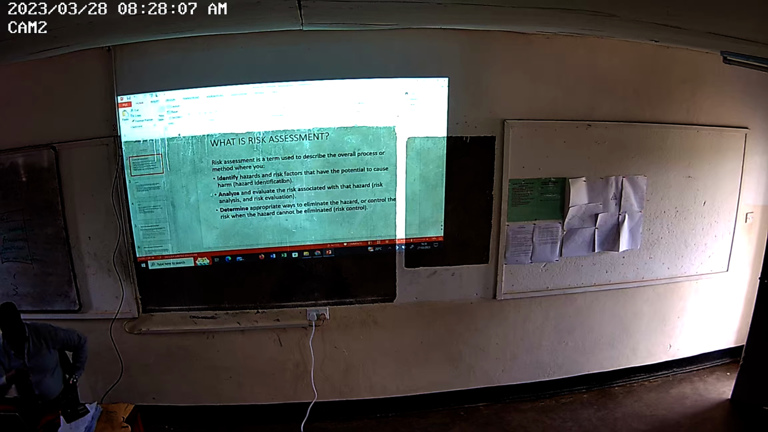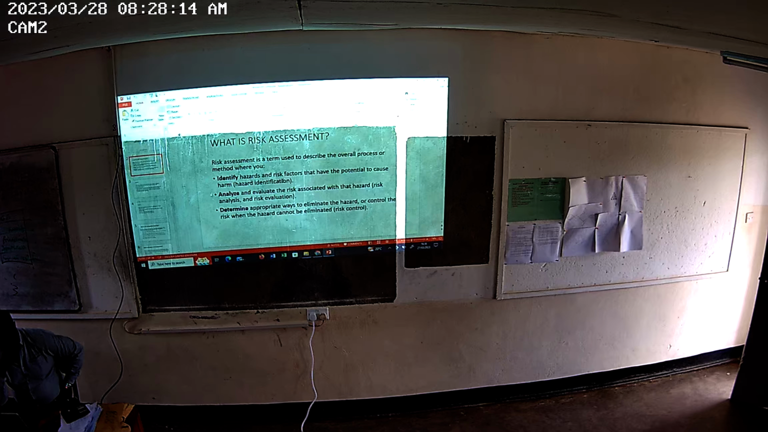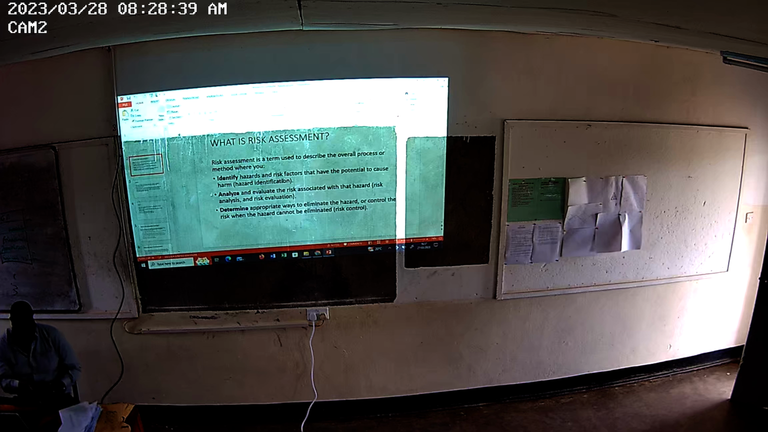So after you have identified the risk, the next step is now to analyze. You have to evaluate the risks that are associated with the hazard. So one of it is what we did here. Fire. Okay. We all know what fire can do. Right? Theft as well.